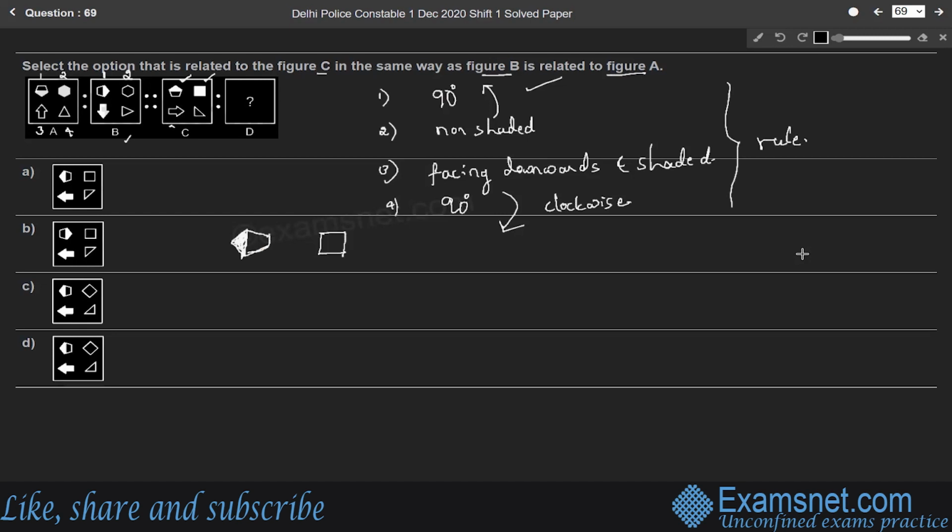So look at image 3, which is an arrow mark facing rightwards, right, according to the rule. Here in case of A and B, one was facing upwards, another was facing downwards. Here it is rightwards. This has to be leftwards. In other words, we can say the arrow mark should be rotated through 180 degrees, right? 180 degrees, and it must be shaded.